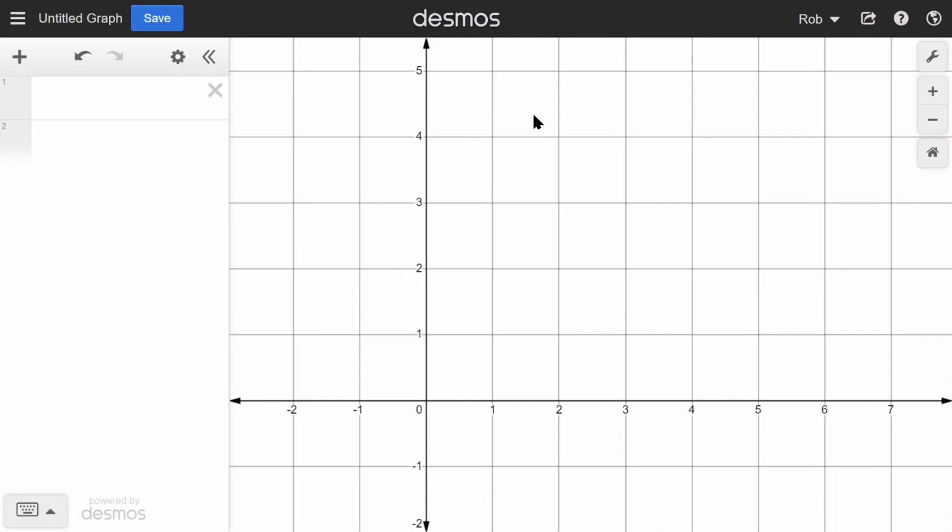Hi everyone, welcome back. Just want to look at vertical and horizontal lines. It's always been something that mucks students up. I pick students up in year 11 and they've seen it for years, but they still don't really understand.